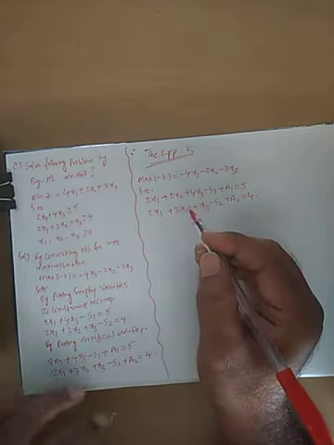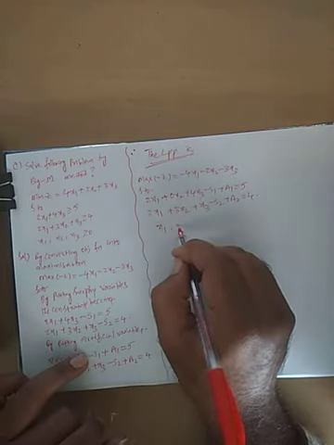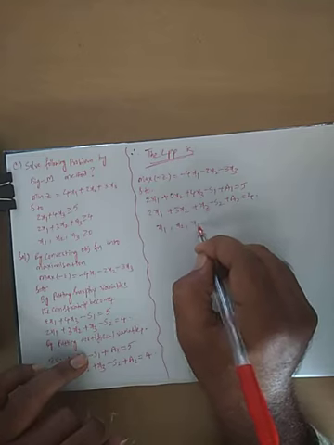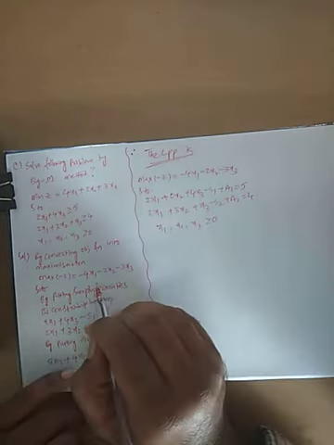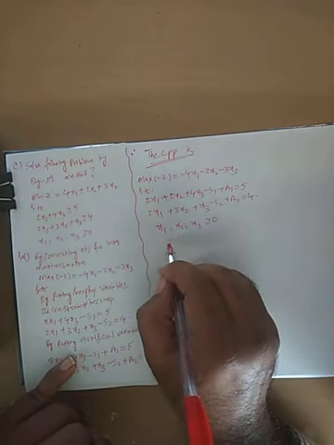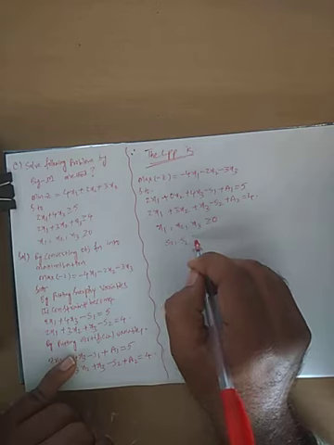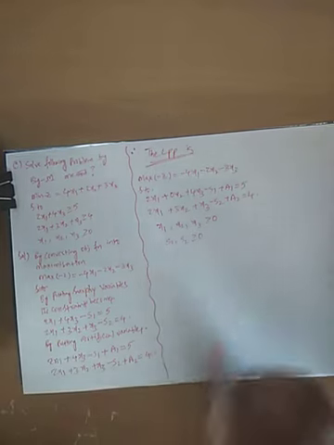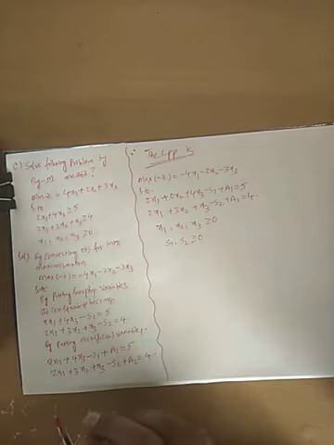Now what are the non-negativity restrictions? x1, x2, x3 greater than or equal to 0. And what are the surplus variables? s1, s2 are also greater than or equal to 0. We should not put minus s1, minus s2. Those are positive values only.